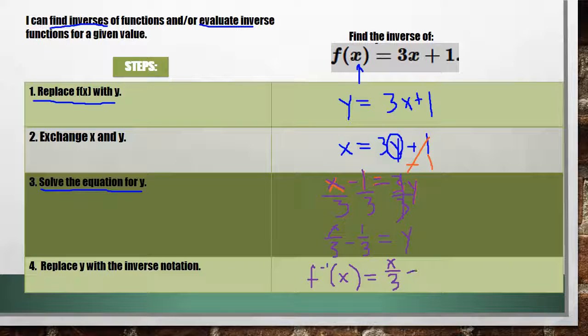And that is my answer because I have that x up there in the original problem. It's not asking me to evaluate it. It's not asking me to find what that equals. It's asking me just to rewrite it. And so there's my answer for my inverse function.